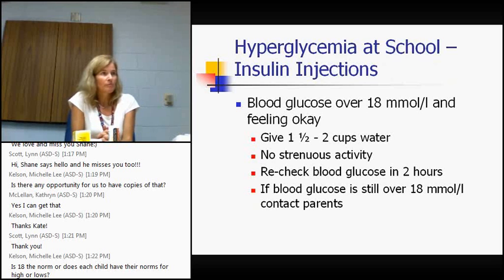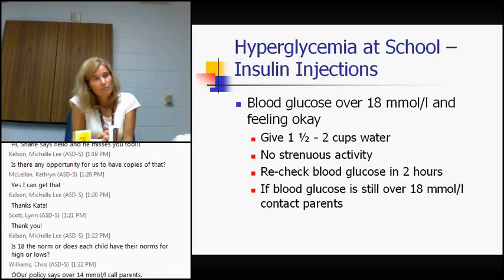Okay. I have a question from Michelle, and I think you've sort of answered this, but is 18 the norm, or does each child have their norms different? Here it is. Is 18 the norm, or does each child have their norms for high and lows?